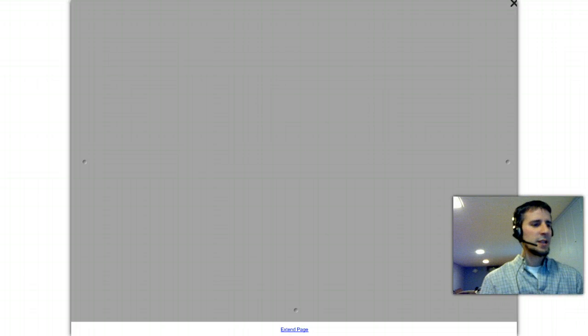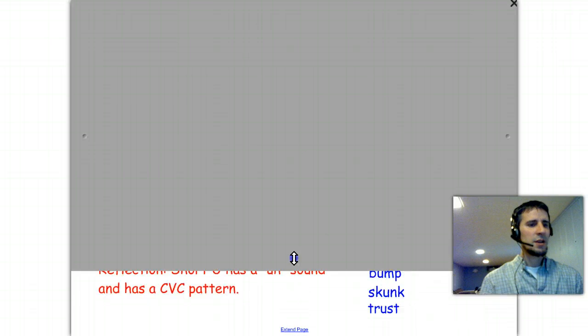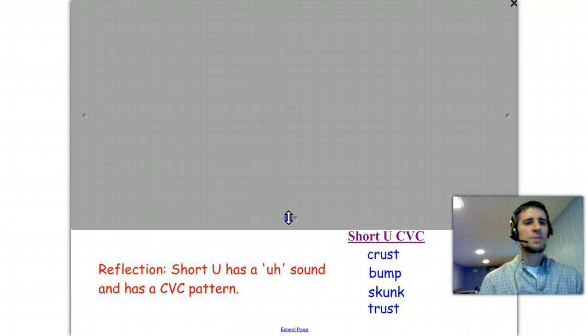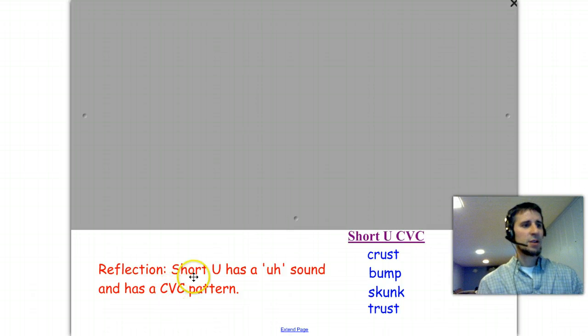So, let's get into what our focus is today. We're going to first start with the first category of short U. You're going to hear a sound. And where it says reflection on the bottom, I want you to record where it says down here, short U has a sound and has a CVC pattern.